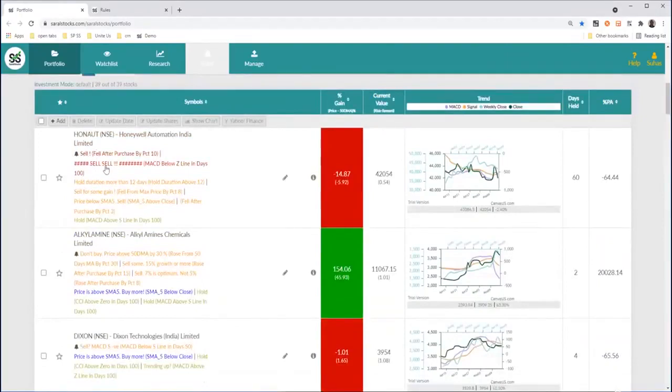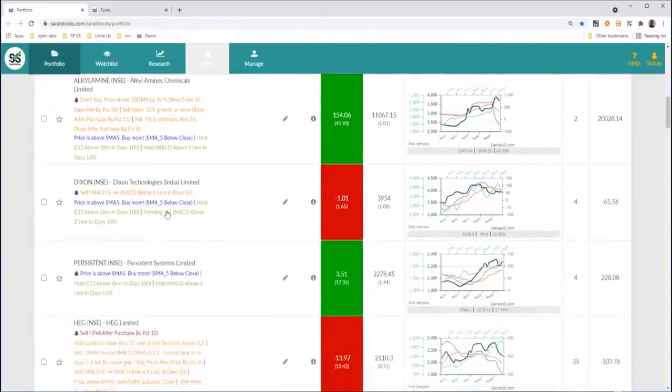For example, analysis of Honeywell Automation shows that MACD for this stock has gone below the zero line, and also the price is looking in a downward trend. So you may want to sell that stock as per the rules set by the user in the rules section. There might be some stocks you would want to purchase anytime soon as the indicators show. The stock trend for the stocks has 4 lines: the MACD line, the daily close, the weekly close, and the signal line.